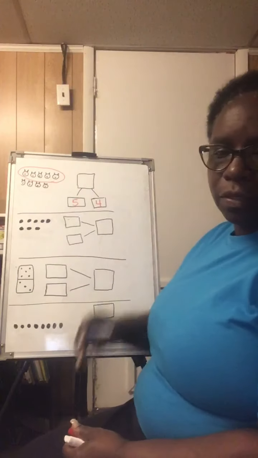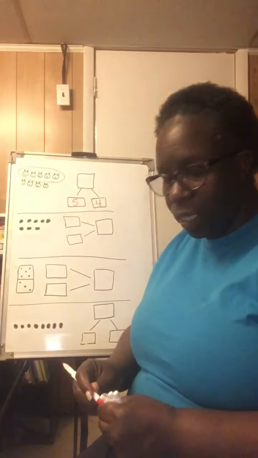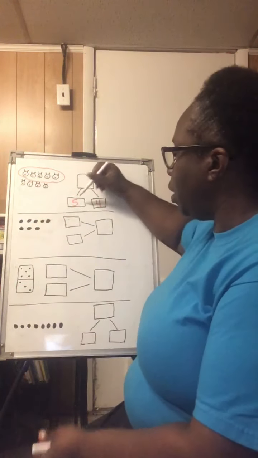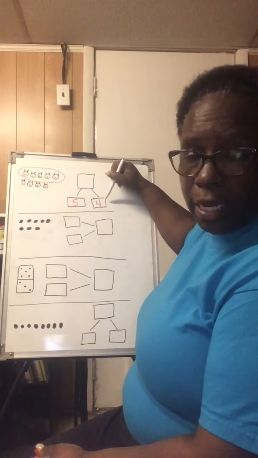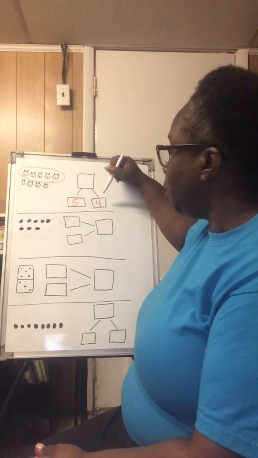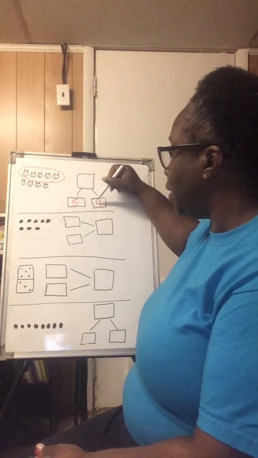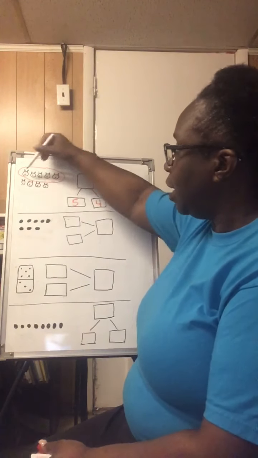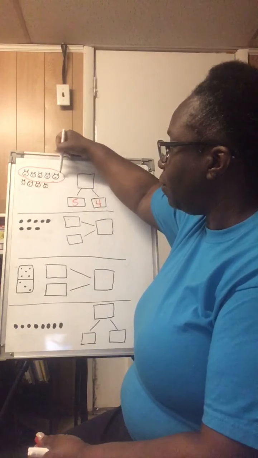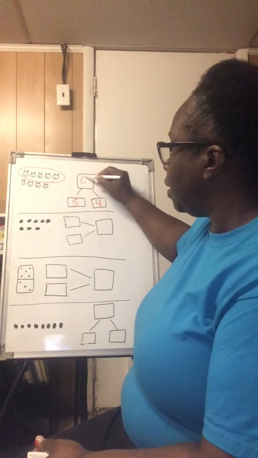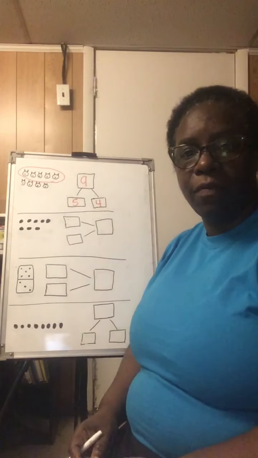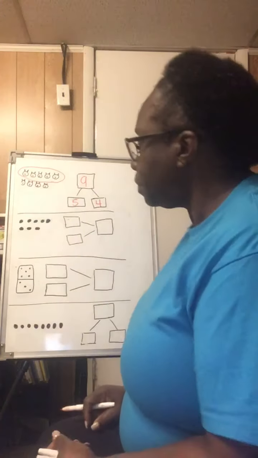So what number would we put in the top of our number bond if we know 5 and 4 are our two numbers in our small ones? So we are adding 5, 6, 7, 8, 9. 1, 2, 3, 4, 5, 6, 7, 8, 9. So 9 would be our number in the top of our number bond, okay?